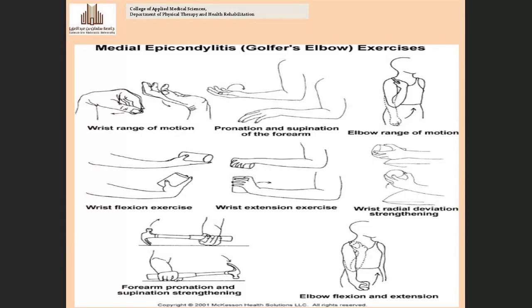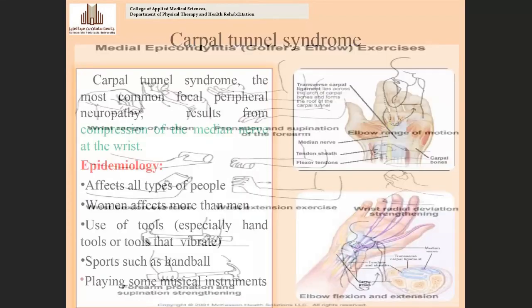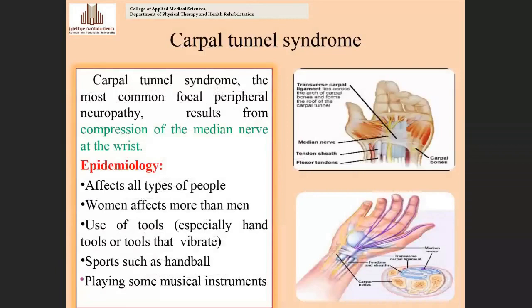Wrist range of motion exercises, that is wrist flexion and extension, and also pronation and supination at the inferior radioulnar joint, and elbow range of motion like flexion and extension, and free activities and free exercises for the patients. These are some of the important exercises which can be done as a home treatment for patients suffering with golfer's elbow.